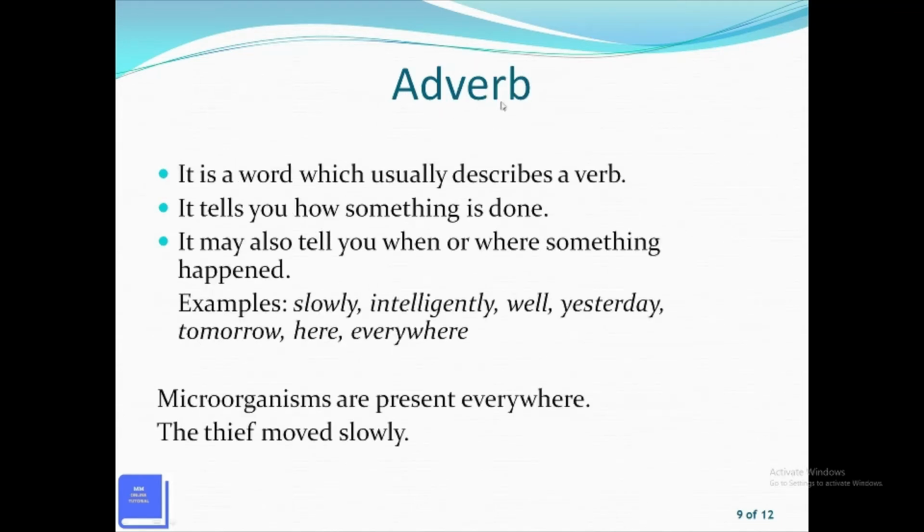That is called adverb. This is a word which describes a verb. It tells you how something is done. It may tell you when or where something happened. Example: slowly, intelligently, well, yesterday, tomorrow, here, everywhere. So we'll see in the sentence how they're used. Microorganisms are present everywhere. So everywhere is here the adverb. The thief moves slowly. So slowly is here the adverb.